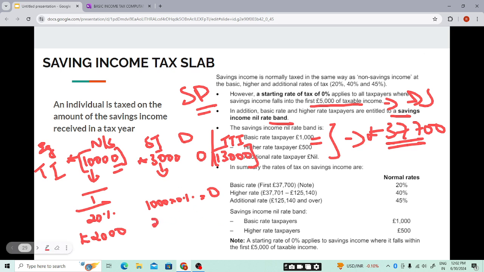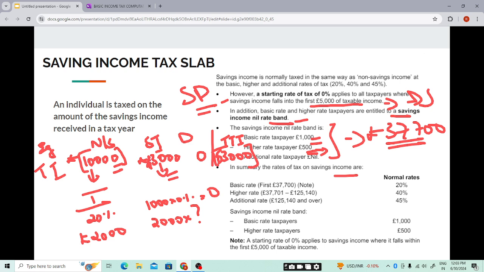So the further 2,000 will be taxed at what rate? We will be seeing that. In summary, the rates of tax on saving income are these. First you will see whether the special rule applies or not, and whether the saving income nil rate band is available. In our case, the saving income nil rate band available is 1,000 because he is a basic rate taxpayer. For a higher rate taxpayer, it will be 500. Let's take an example: our saving income is 43,000. Then he will be a higher rate taxpayer. For the higher rate taxpayer, he will be getting only 500. The 1,000 will not be available.